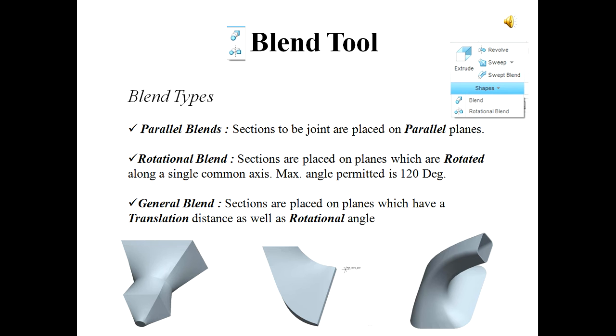In general blend, sections are placed on planes which have a translation distance as well as rotational angle. It's a combination of a parallel and rotational blend both.